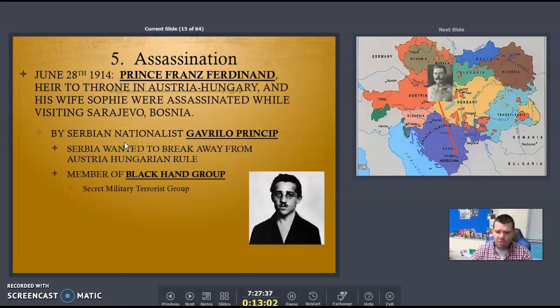There was a Serbian nationalist group that was fighting for their independence, and they thought that by killing the prince, you cut off the heir to the throne, and eventually that would start a Serbian movement to gain independence. This Serbian nationalist group is called the Black Hand Group. You can call them a secret military terrorist group. Basically, that's what they were. They used extreme measures to fight for Serbian independence.